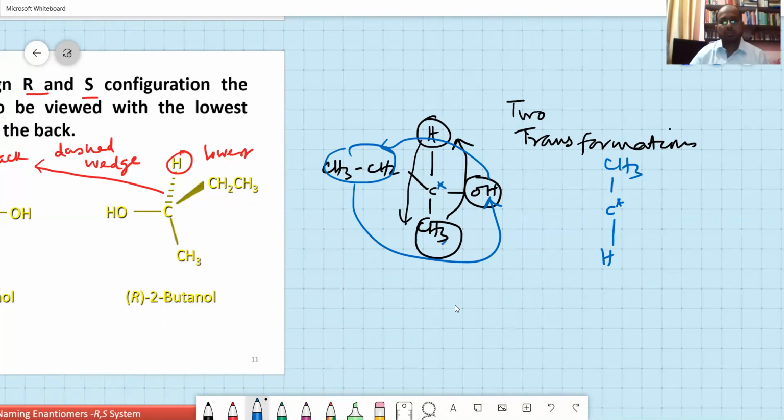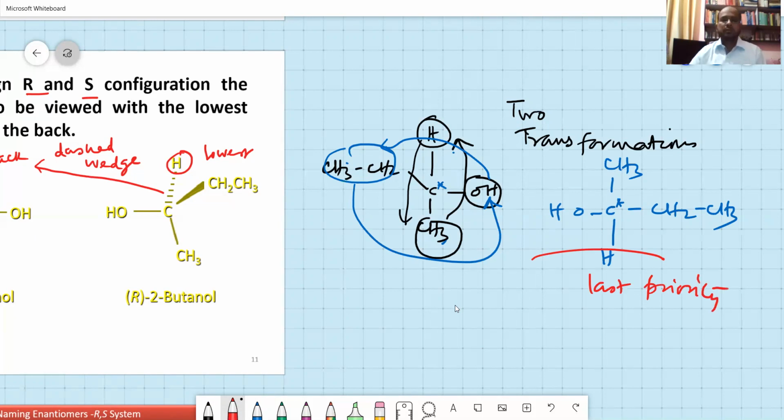OH comes to the left, and CH2 CH3 comes to the right. Okay. So rule out the last priority. O is 8, first priority. Carbon, 6, second priority. This carbon and this carbon, there are 2 carbon atoms, so that will be the second priority. There is only 1 carbon atom, so that will be the third priority.